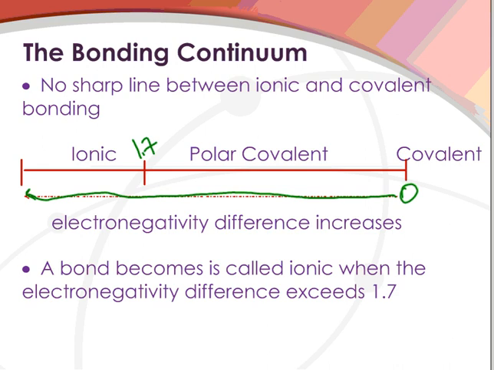Now some people ask, at what point does a bond go from being covalent to polar covalent? Some textbooks will say the marker is at about 0.4. So if you have an electronegativity difference between 0 and 0.4, you've got a pure covalent bond, no unequal sharing, no partial charges. Anything above 0.4, you have some unequal sharing and you have those partial charges.